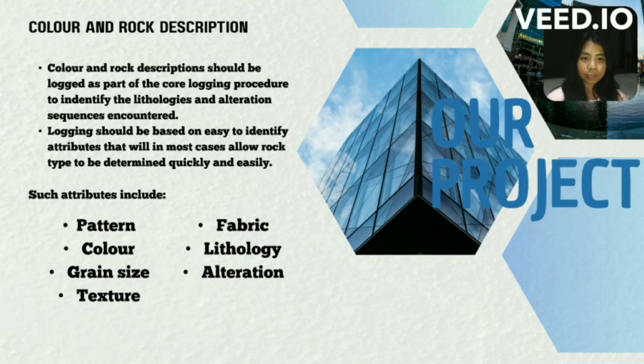Here is also some information about the color and rock description. Color and rock descriptions should be logged as part of the core logging procedure to identify the lithologies and alteration sequences encountered. Logging should be based on easy-to-identify attributes that will in most cases allow rock type to be determined quickly and easily. Such attributes include pattern, color, grain size, texture, fabric, lithology, and alteration.